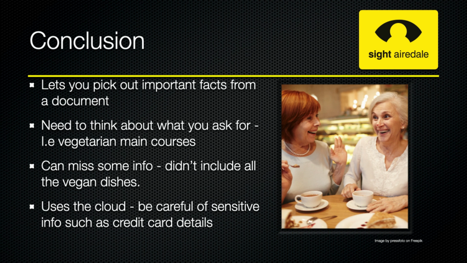So we got a whole list of vegetarian options, and we might have been better if we had said what vegetarian main courses are available, and that would have narrowed it down a bit more. Also, it didn't mention all of the vegan options. It just mentioned some of the vegetarian options. It's also important to remember that when you're using it, your information is going over the internet, so it's going onto the cloud. So you might not want to use it for sensitive information such as credit card details or personal medical information, that kind of stuff.